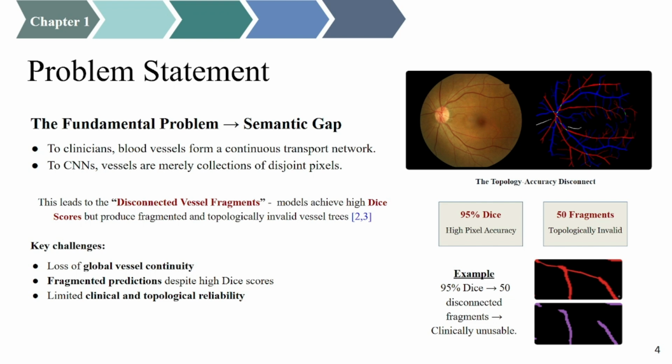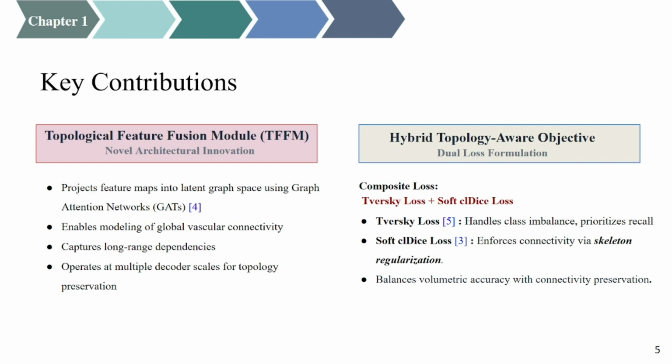This slide highlights the core challenge we are addressing. We all aim for high pixel accuracy and metrics like Dice score. They tell us how well we are capturing the vessel regions. However, the problem: to a clinician, a vessel is a continuous network. To a standard CNN, it's often just a collection of independent pixels. You might have a model achieving a stellar 95% Dice score, which is obviously good, but the output could still consist of 50 disconnected fragments. Our goal, therefore, was to bridge this gap, maintaining that high accuracy while ensuring the vessels actually connect. Our solution is twofold.